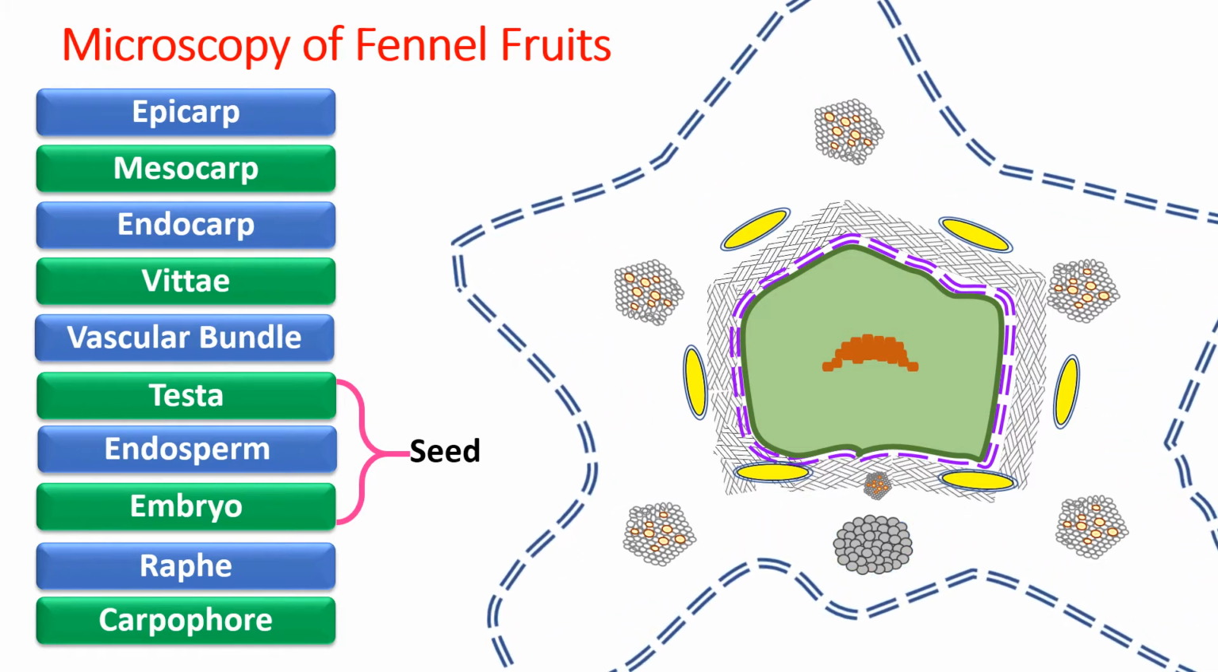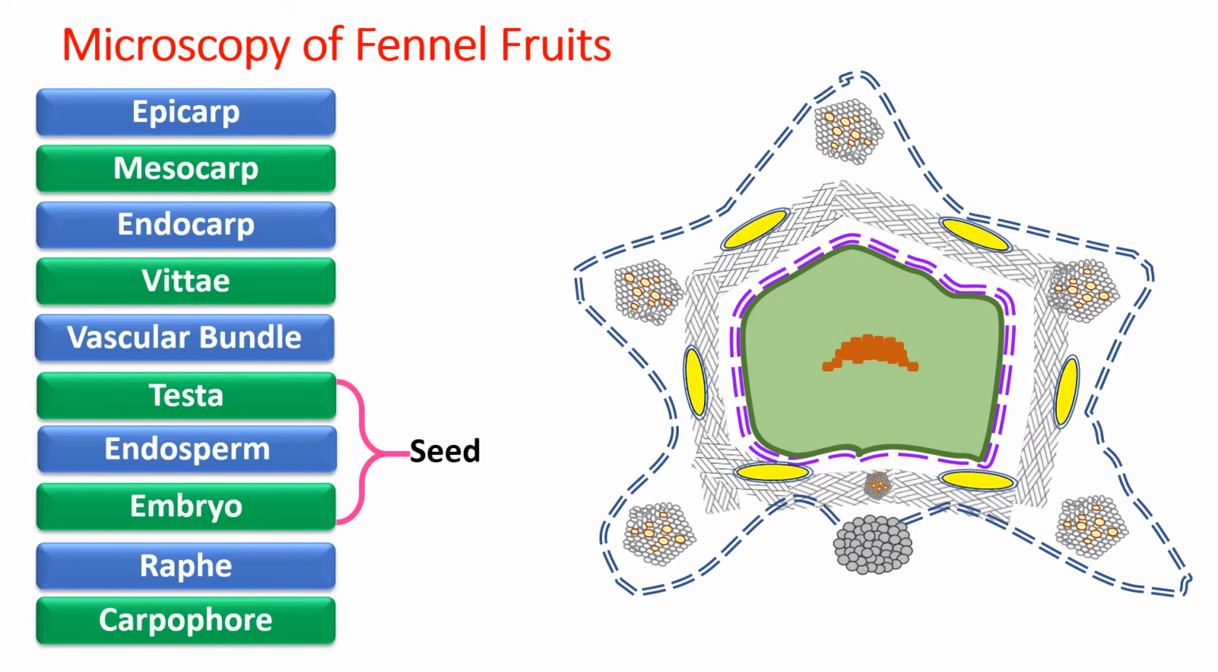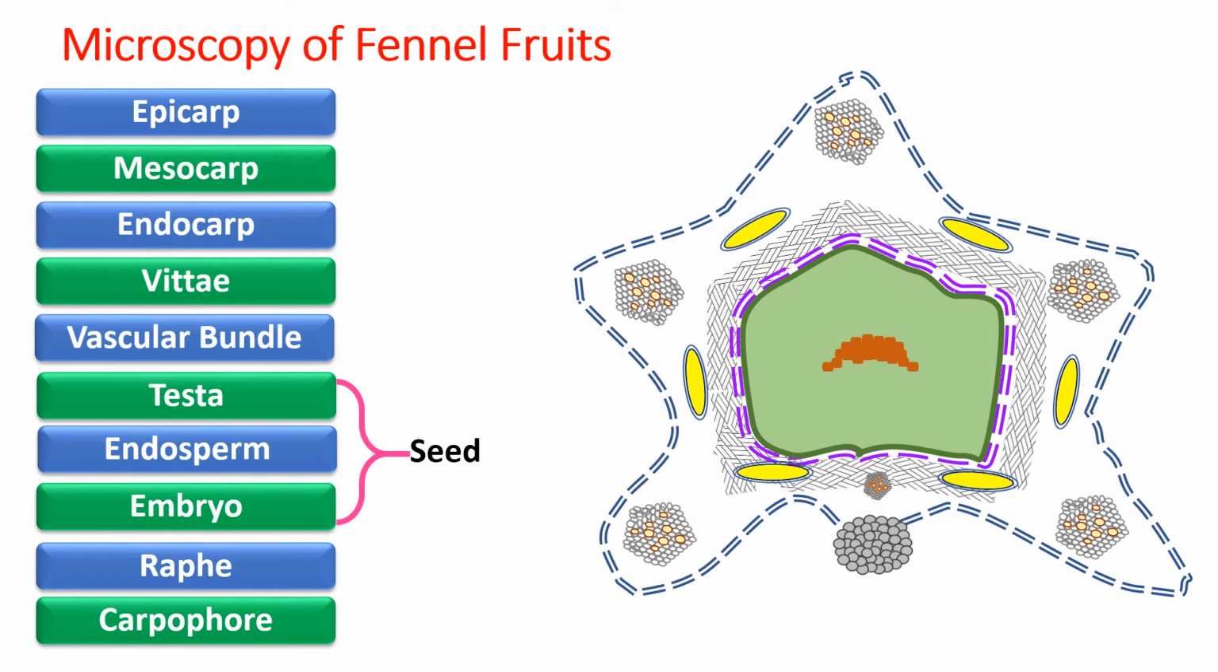The outermost is the epicarp region. This is made up of a single layer of cells and it is cuticularized. The central, white colored region embedded within the star is mesocarp, and this is the major portion of the TS. Next is the endocarp region. The endocarp region is present innermost to the fruit but external to the seed.